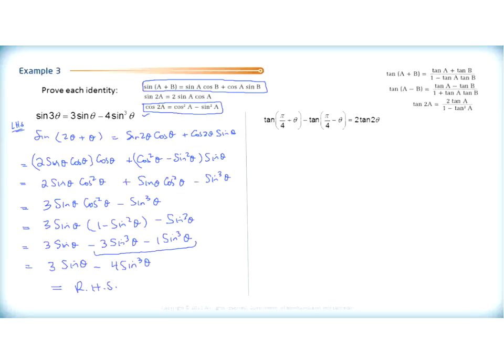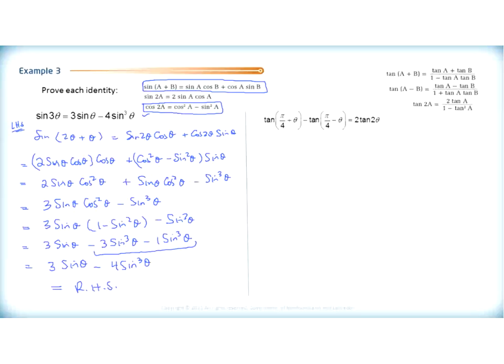The next one is also a little challenging. Hopefully I have enough room. I'll try and write small so that we can hopefully squeeze it in here. Okay, I got the tan of pi over 4 plus theta minus the tan of pi over 4 subtract theta, that equals 2 times tan 2 theta.